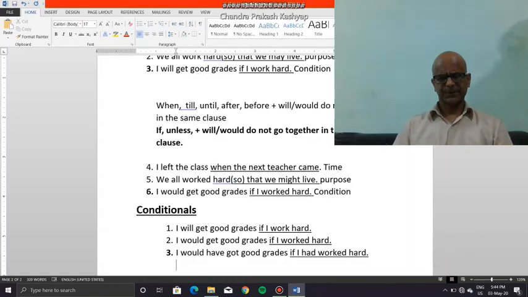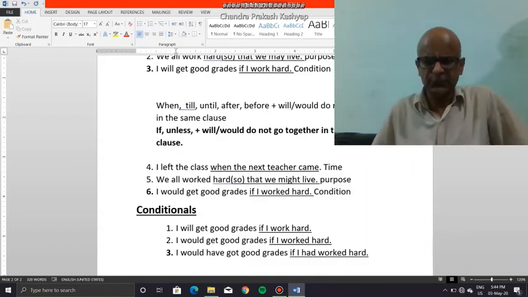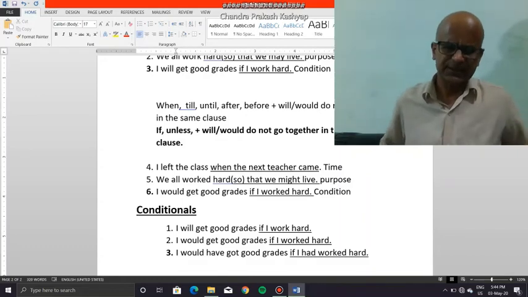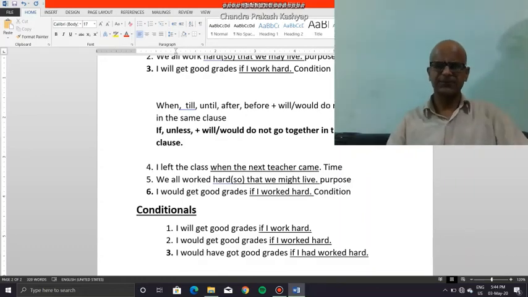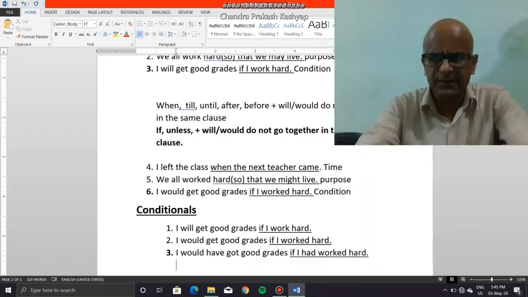Of course, in the first sentence, the condition is open. The condition is, if I work hard. If I work hard, I'll get good marks. If I do not work hard, I will not get good marks. By now, I believe one has understood that. I will not say I will get good marks if I will work hard. Neither am I entitled to say I would get good marks if I would work hard, nor can I say I would have got good grades if I would have worked hard.